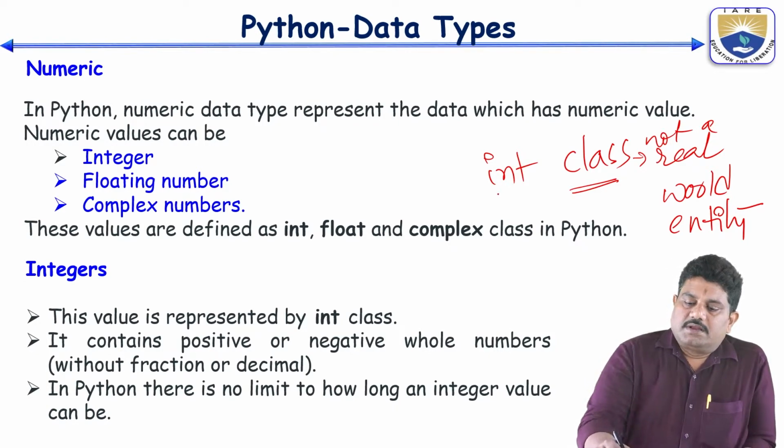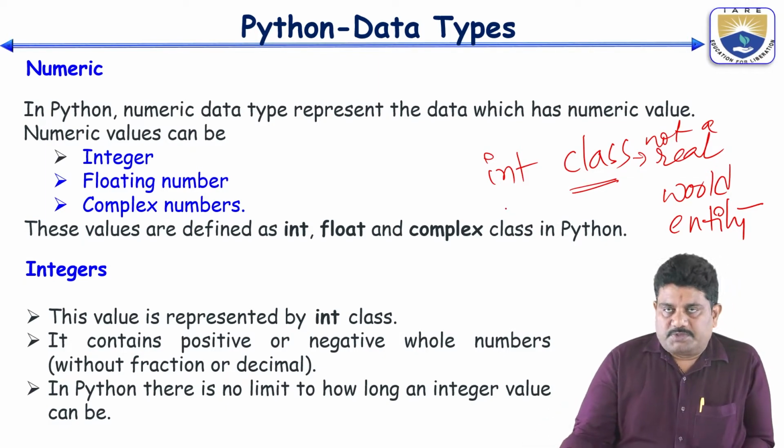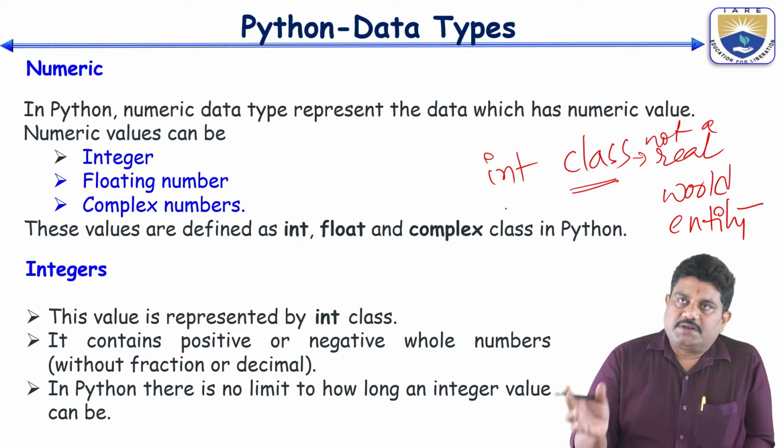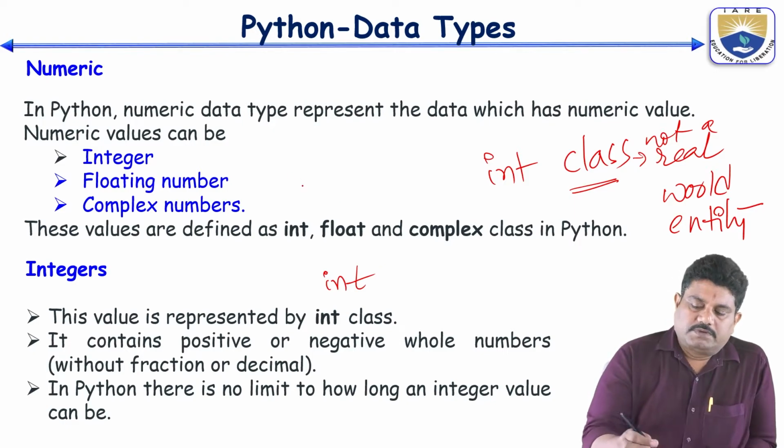Similarly, here int is also a class. Class in the sense that it has some properties. So based on those properties, we can create an object, an integer type of object. That becomes a real world entity. That becomes a data type here. For example, if we take int, I'm declaring a variable of type integer.